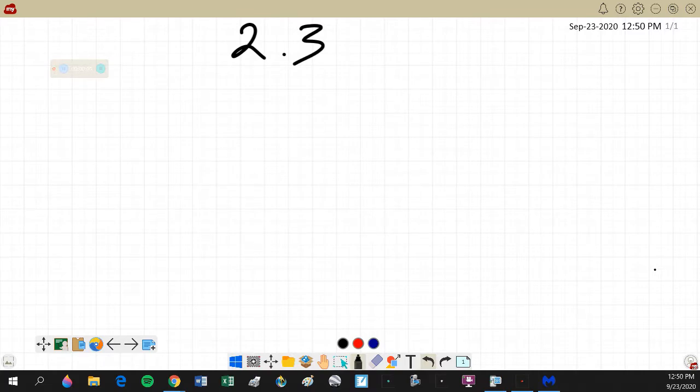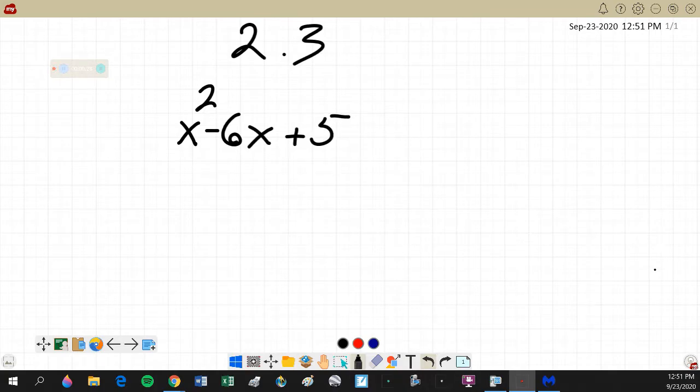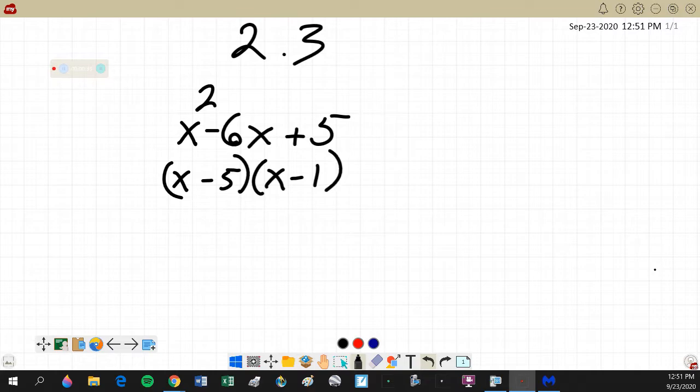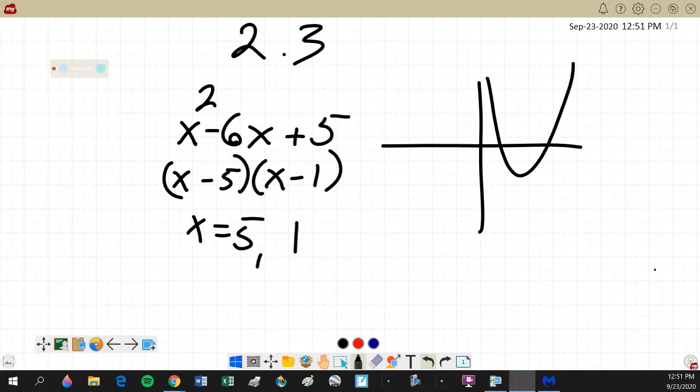I did it. 2.3. So, I'm going to teach you a lot of things about polynomials that you kind of understand little bits of, but you don't understand everything. So let's say I had x squared minus 6x plus 5. We can factor that into x minus 5 and x minus 1, which is x equals 5 and x equals 1. The graph of that looks like this.